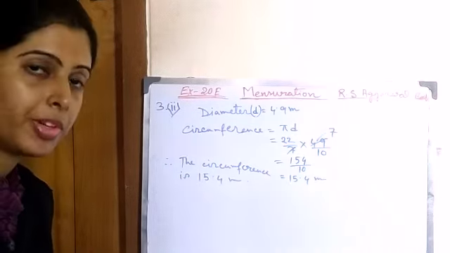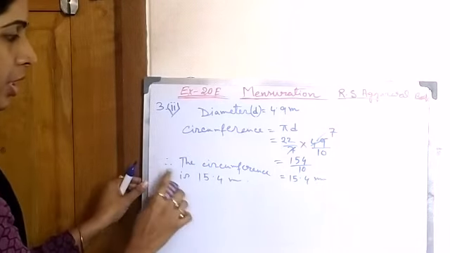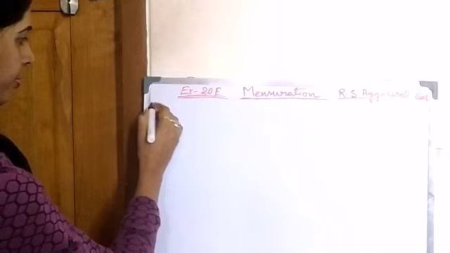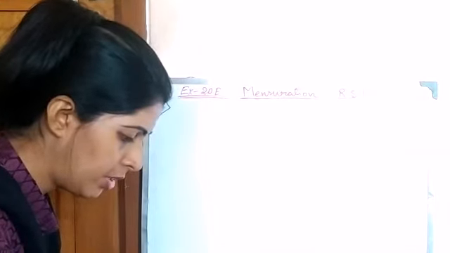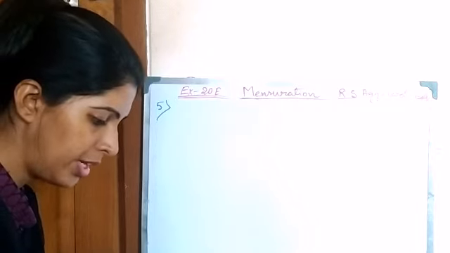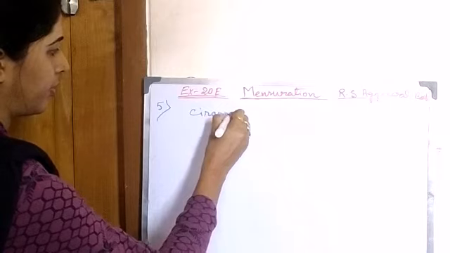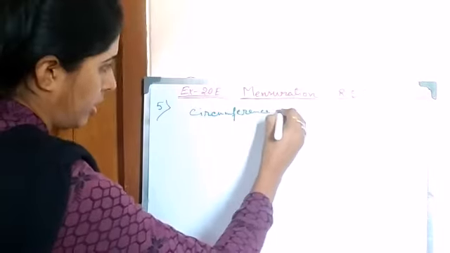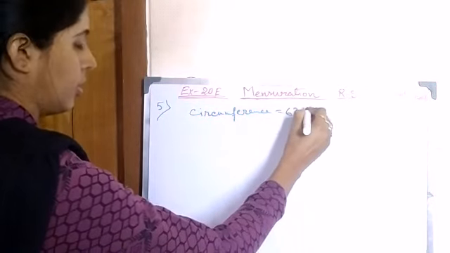Now coming to question number 5. Question number 2's answer is already completed. Question number 5: find the diameter of the circle whose circumference is 63.8 meter. So in this question the circumference is already given. Circumference equals 63.8 meter.